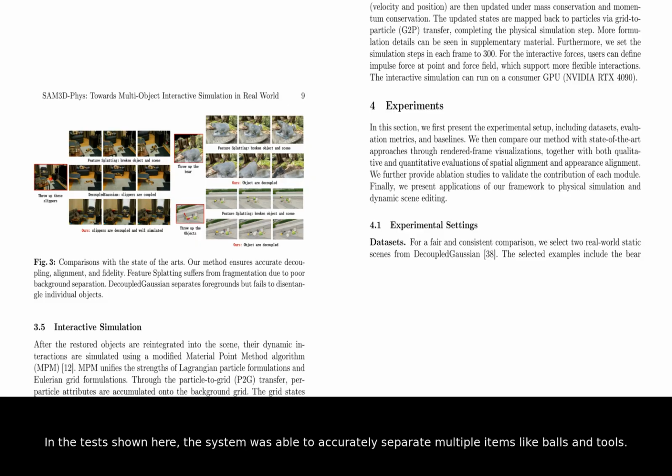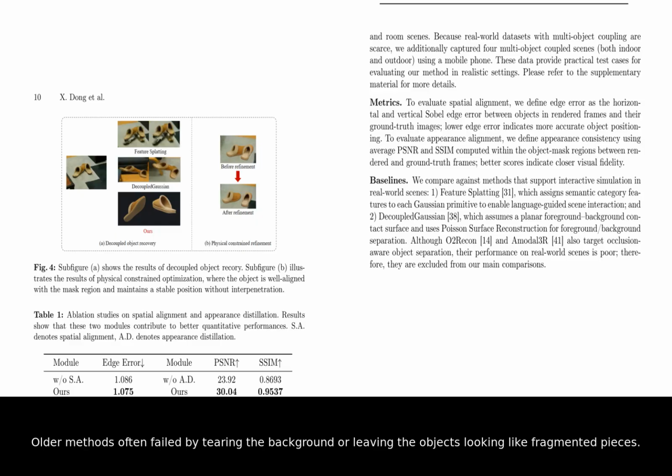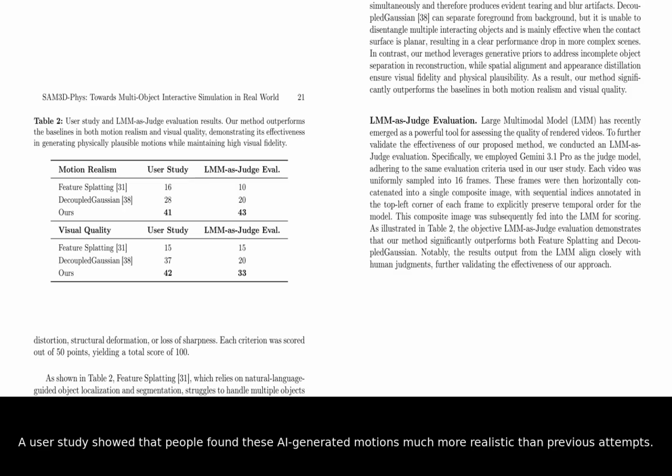In the tests shown here, the system was able to accurately separate multiple items like balls and tools. Older methods often failed by tearing the background or leaving the objects looking like fragmented pieces. As you can see in the comparisons, this new approach results in much smoother and more coherent shapes. Even when things are cluttered or overlapping, the AI manages to disentangle them correctly. A user study showed that people found these AI-generated motions much more realistic than previous attempts.